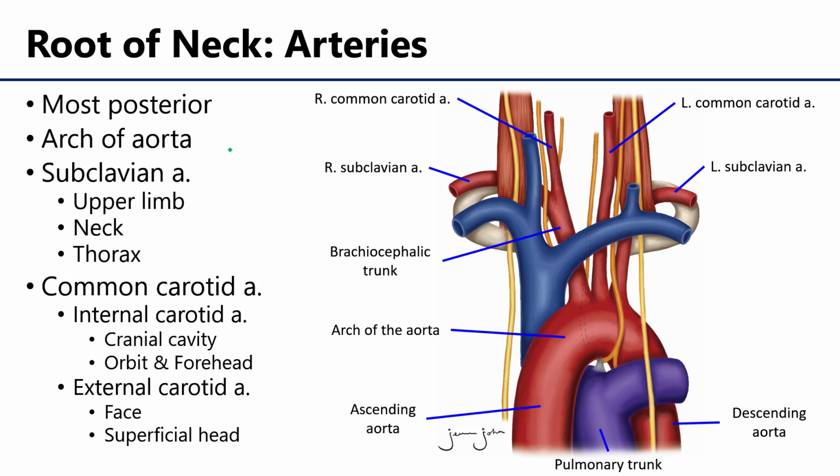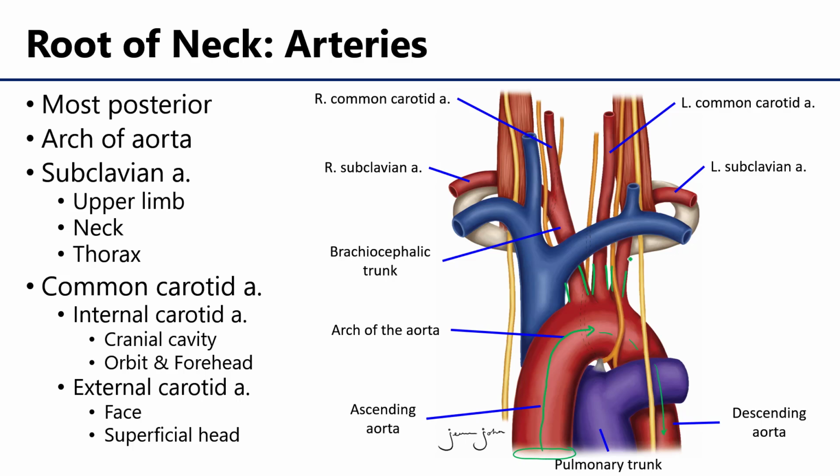Posterior to the anterior scalene muscles and those nerves that we just discussed are the arteries. So all of these arteries are enjoying blood coming from the heart, specifically the left ventricle of the heart, which is connected to the ascending aorta, which is going to morph into the arch of the aorta and then the descending aorta before going down to serve the rest of the body. We have three branches of the arch of the aorta. We have the brachiocephalic trunk, the left common carotid artery, and the left subclavian artery.